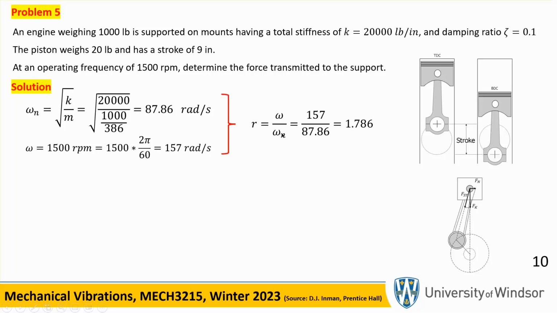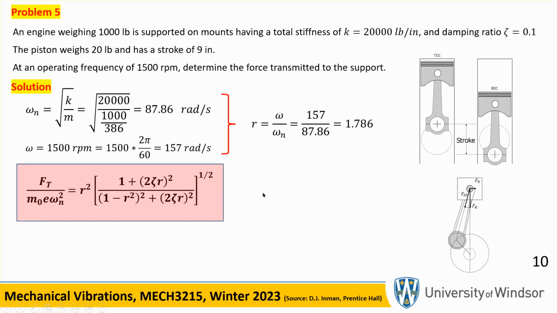Now, out of that, we can find the r. 157 for omega, basically the rotation of the crank here, okay? And divided by the natural frequency of the system, the engine, the ratio is going to be 1.786. And you go to the formula.